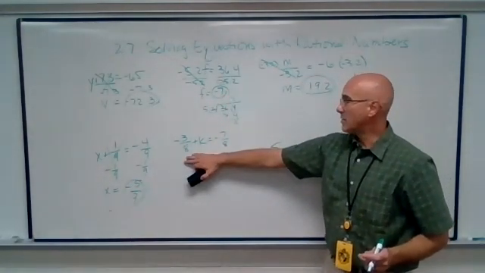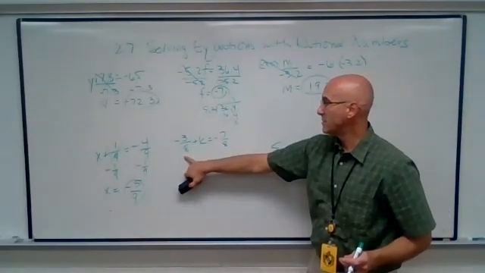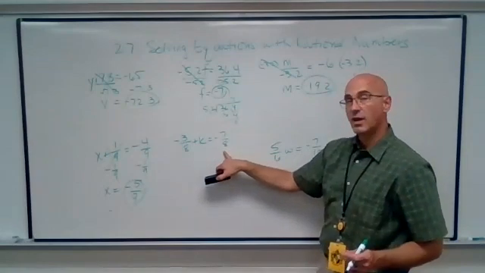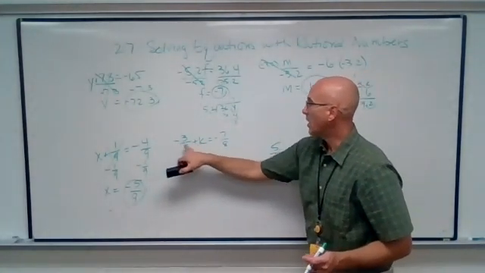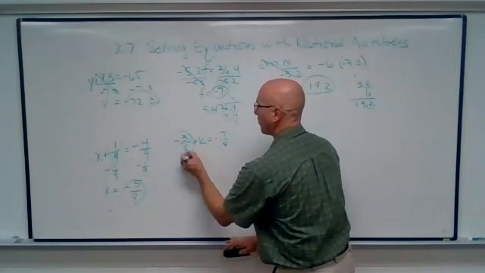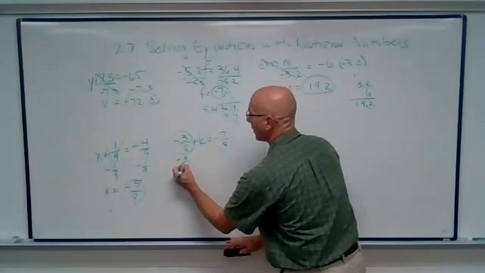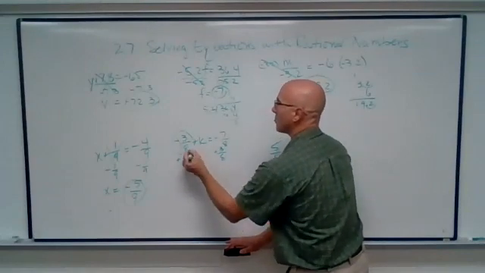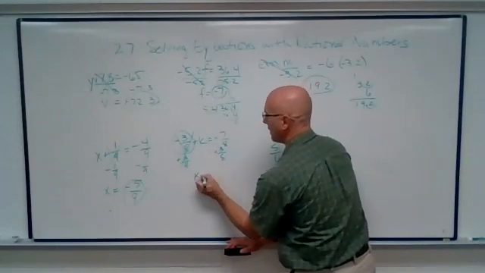Here's another type of problem. Negative 3/8 plus k equals negative 7/8. So here we have a negative 3/8. We are going to add 3/8 to both sides. This drops off, we're left with k.